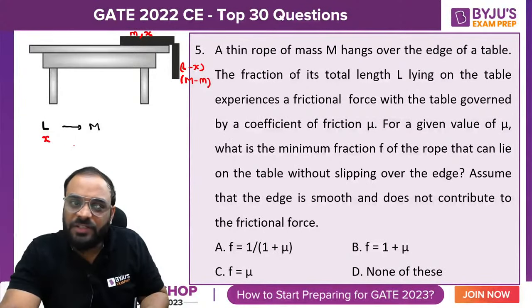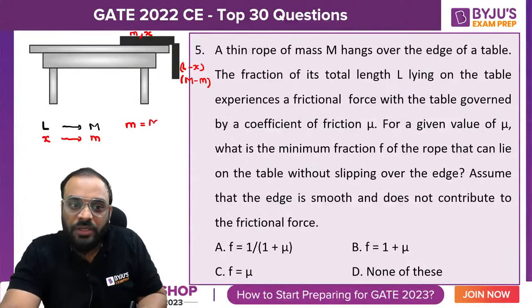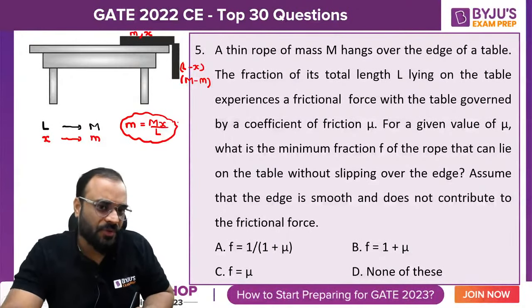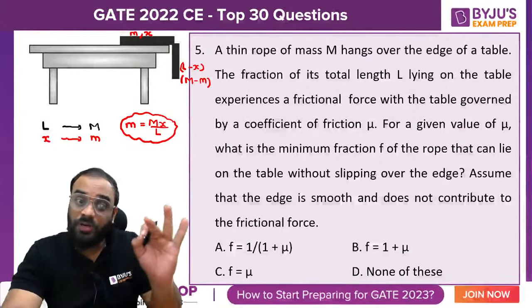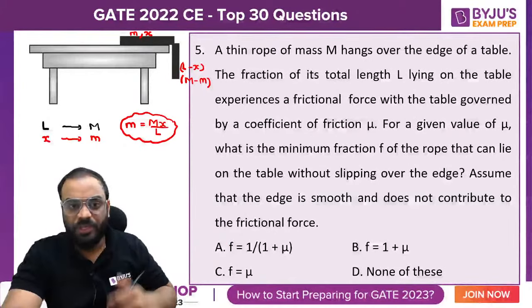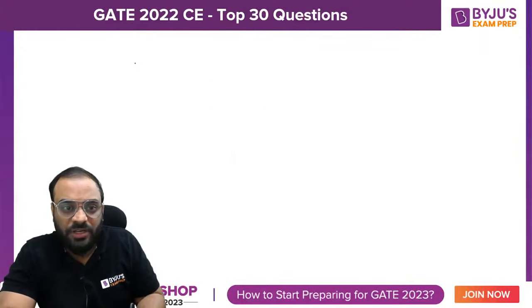This particular fraction is x, which is placed over the table, and the mass is m. So can I write it down, guys? Small m is equal to capital M into x divided by L. This is our small m value. Okay sir. Now what we need to do, guys? We need to draw a free body diagram for both the parts. So let's move to the next page so that you can understand it.